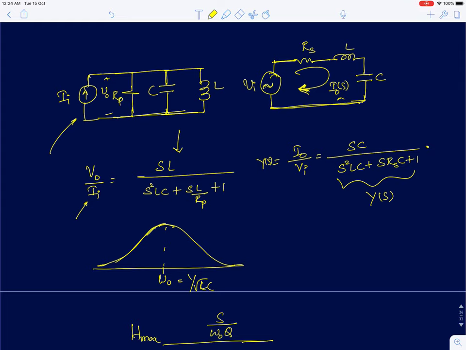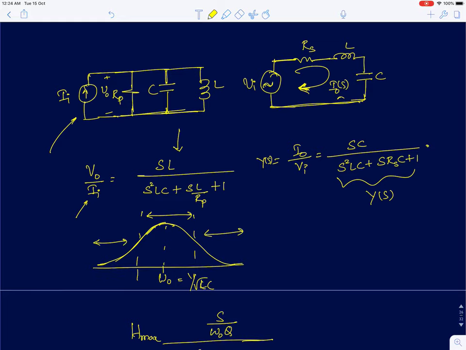Meaning, what I mean by bandpass here is that it looks like a filter which has a maximum gain for a band of frequencies, and then outside the band the gain is very low, or in fact it is zero, far away from the band of frequencies. So that's why it's called a bandpass filter. It passes only a band of frequencies and it rejects frequencies outside this band of interest.